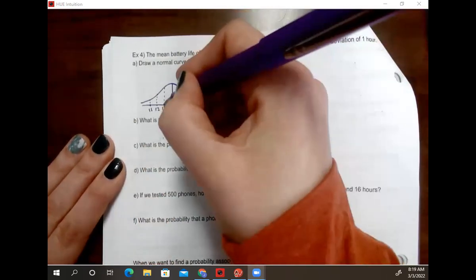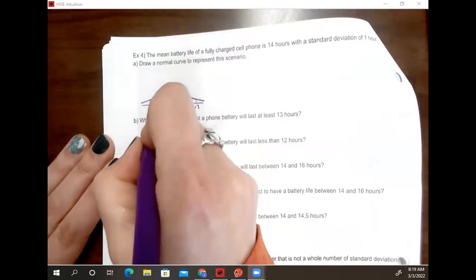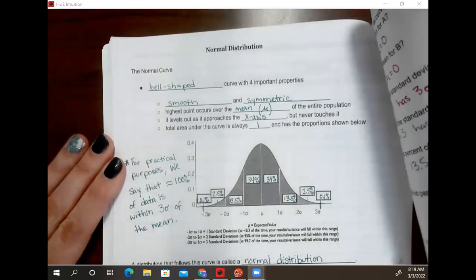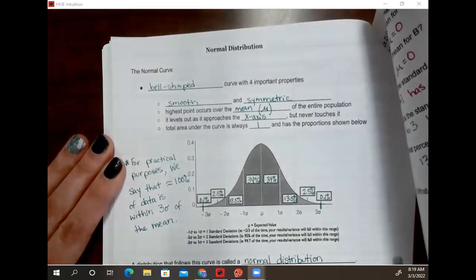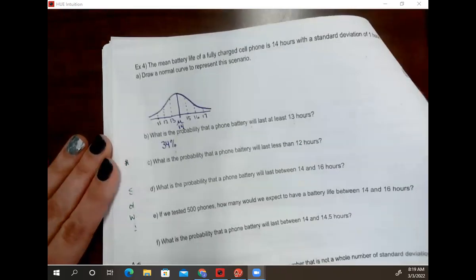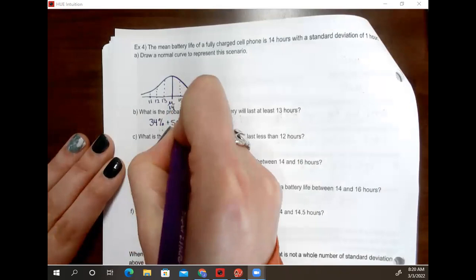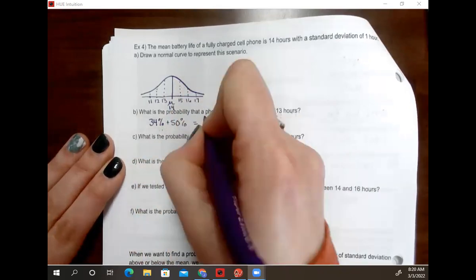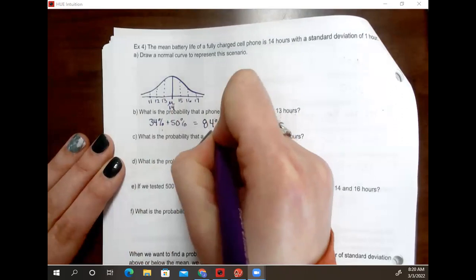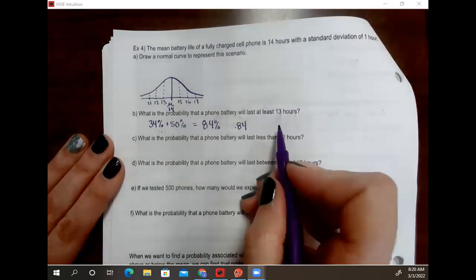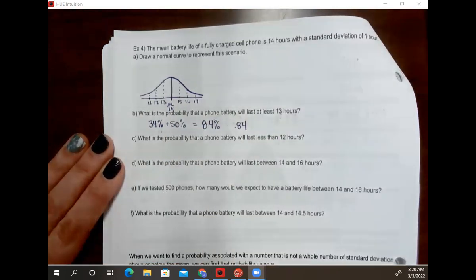So that means 13 hours or longer. Now, I know the section from 13 to 14 hours is 34%, right? 13 to 14 hours is 34%. And that is way back from page 20 when we labeled our normal distribution curve with all these percentages. And then 14 or greater is half my curve. So 34% plus 50% would give me 84%, or 0.84 since we're looking at a probability. Okay, so there's a pretty good chance that my cell phone battery should last at least 13 hours.